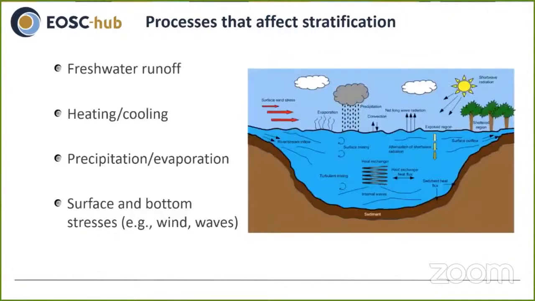Several processes can affect stratification, including the freshwater runoff, the heating and cooling at the surface caused, for instance, by heat exchanges, the precipitation and evaporation, and also surface and bottom stresses, such as the winds or the waves.